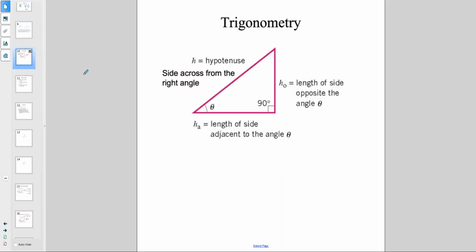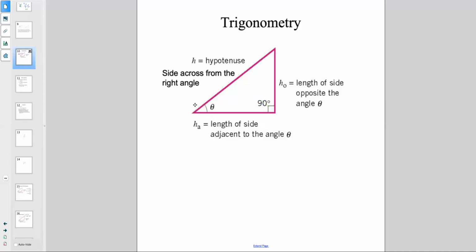Now, you might have seen this before. If you have a triangle and we have a hypotenuse right there, which we just showed with h, that is the side across from the right angle. So this is the right angle of 90 degrees, right? And whichever side is right in front of it, this side, is the hypotenuse, right?